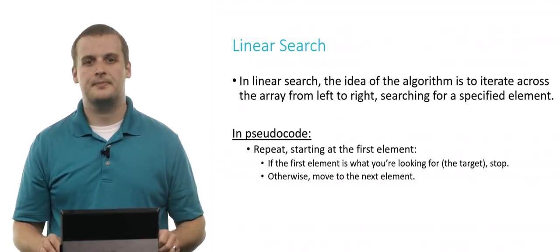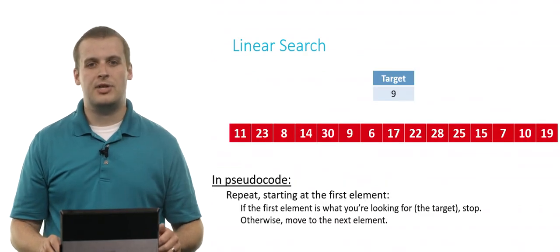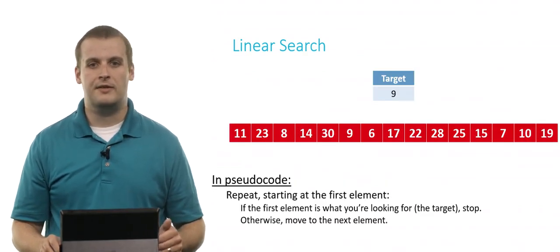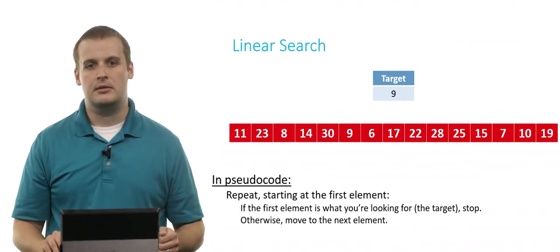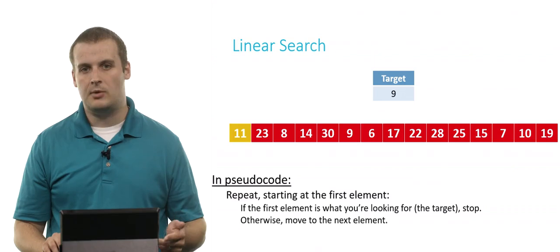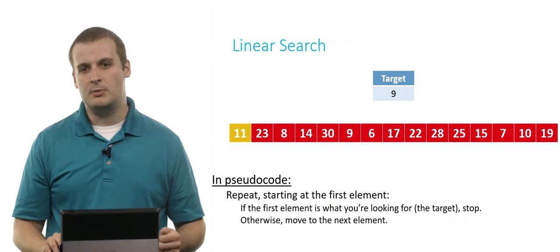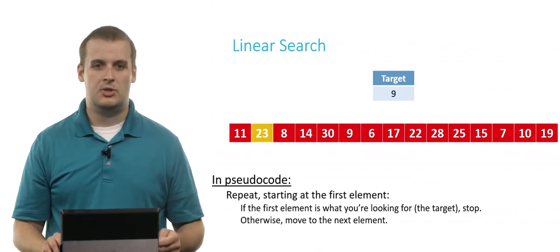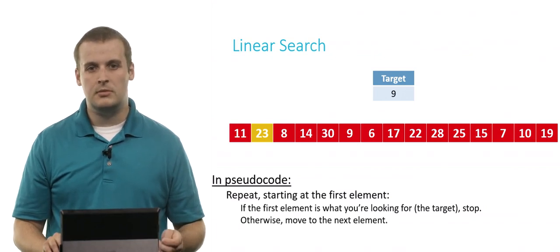until you find the element or you don't. So we can use the linear search algorithm, for example, to find the target value 9 in this array. Well, we start at the beginning. If it's what we're looking for, we can stop. It's not. We're not looking for 11. So otherwise, move to the next element. So we look at 23. Is 23 what we're looking for? Well, no. So we move on to the next element and the next element.